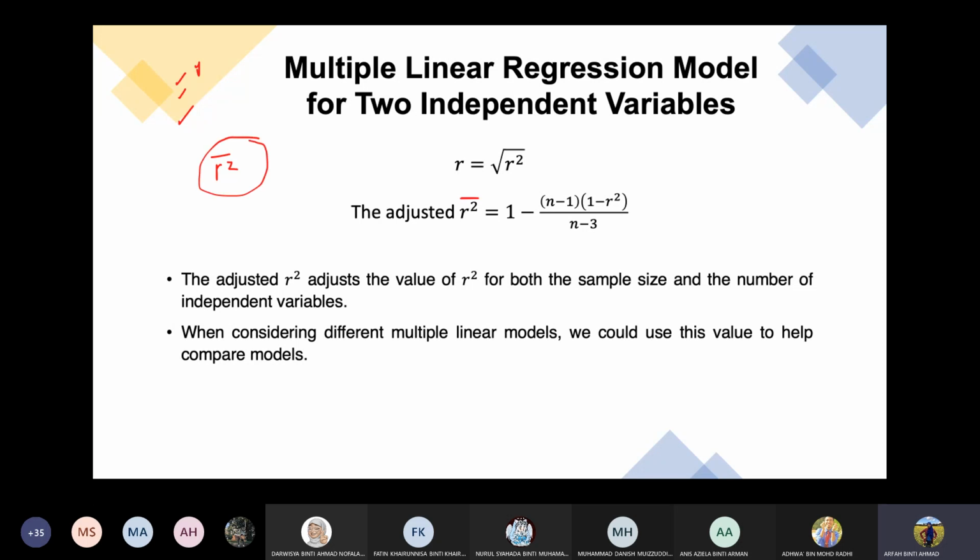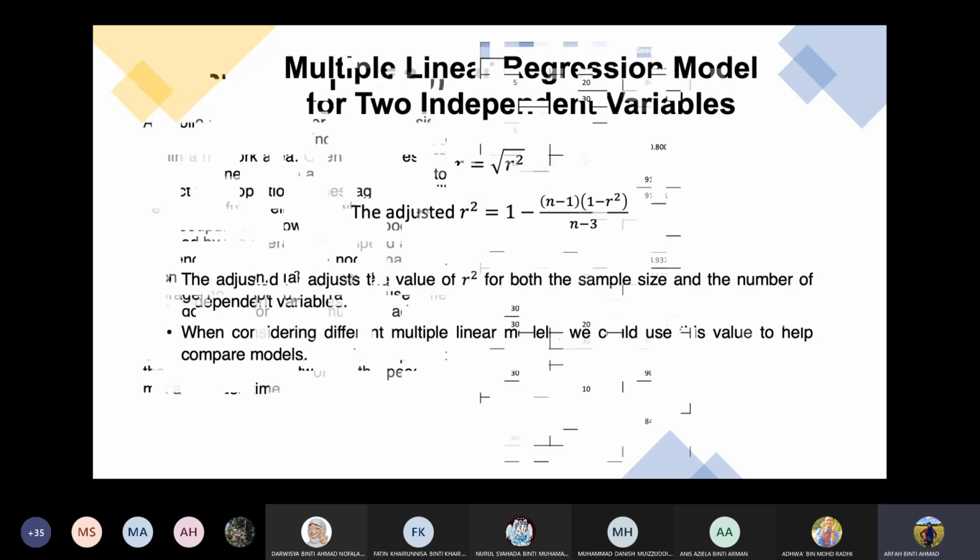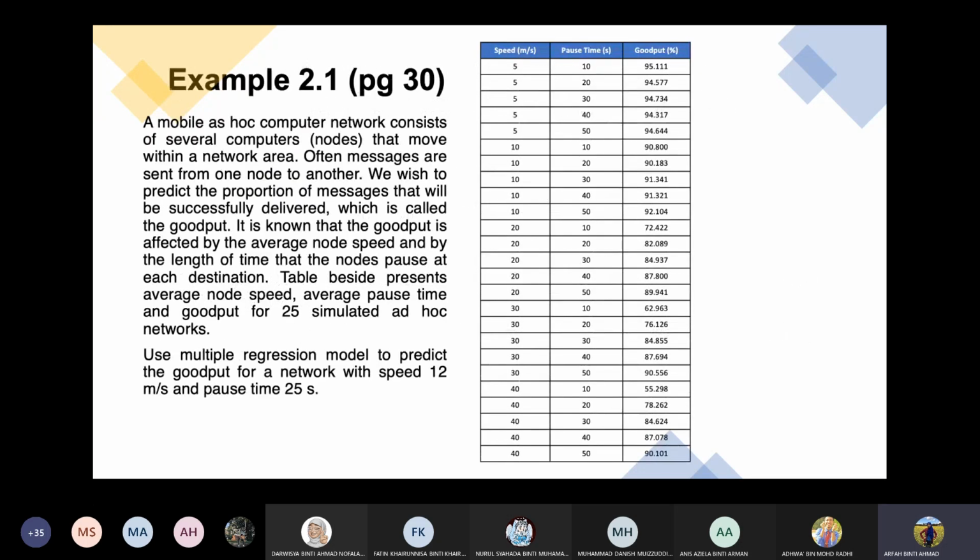That is depending on the value of R squared. R squared yang makin tinggi, yang itulah model yang paling bagus. Okay. So dia digunakan untuk compare the model.